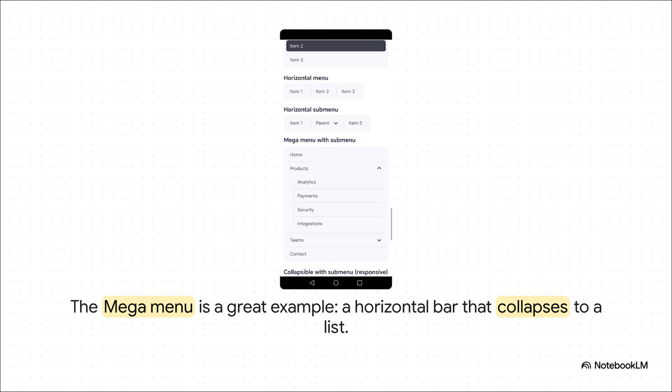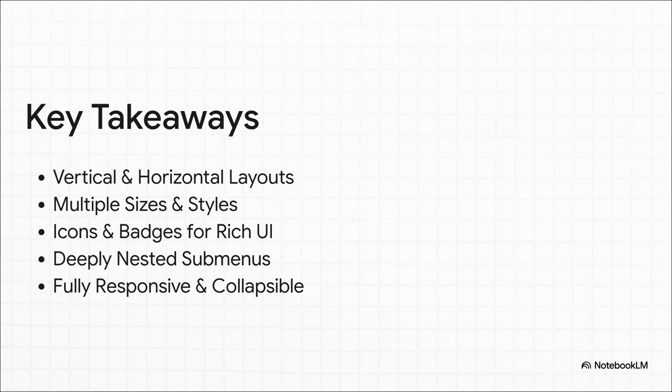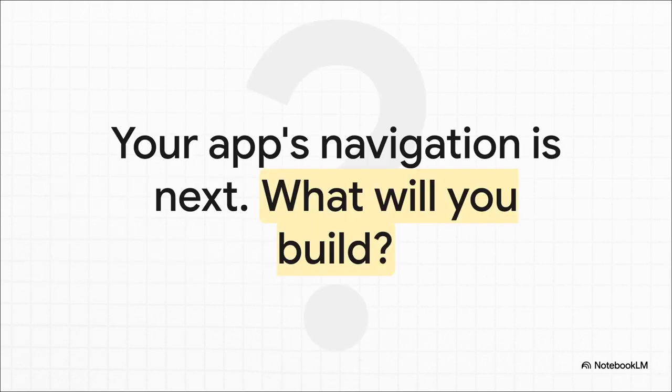It's amazing. So let's do a quick lightning round recap. With B4XDaisyMenu, you get total layout control with vertical and horizontal modes. You can fine-tune the look with tons of sizes and styles. You can build a rich, modern UI with icons and badges. You can nest submenus as deep as you need to go, and the real kicker, it's all fully responsive, right out of the box.